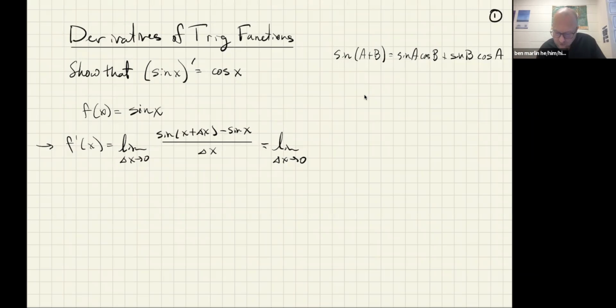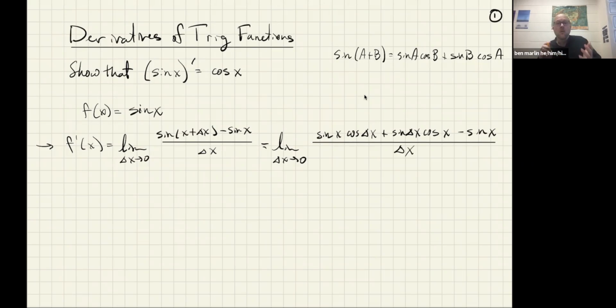Okay, so for our purposes, the a is going to be x and the b is going to be the delta x. So we're going to write sine of x cosine delta x plus the sine of delta x cosine of x, and then minus sine x, all that over the delta x, right? Now, what you have to spot for this is that these two pieces here both have a sine x in them. So we're going to group those together in what we do next.